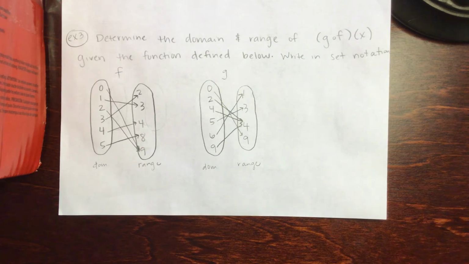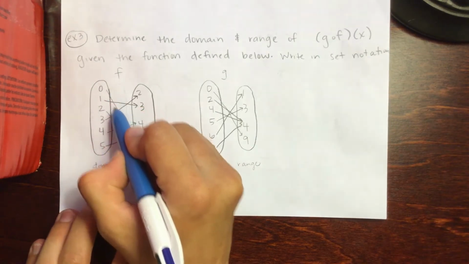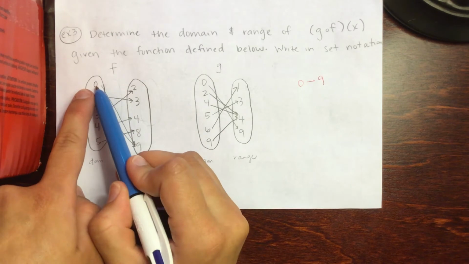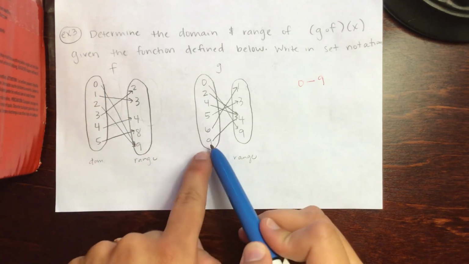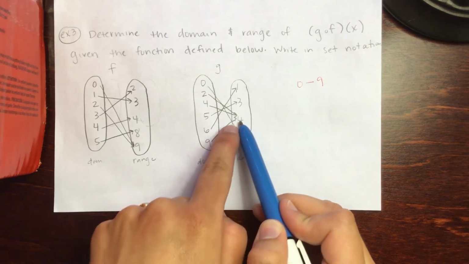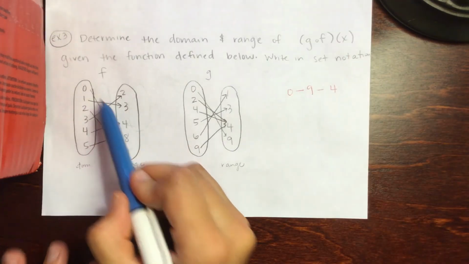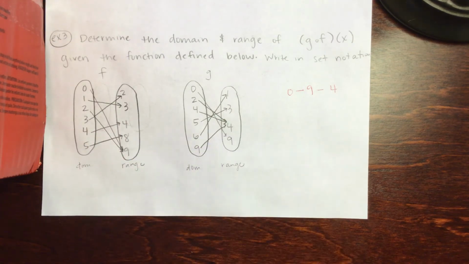Determine the domain and range for g of f of x. So f is my input function. Let's just map out what happens here. F is the input, so we want to start with f. So 0 goes down to 9. If we plugged a 0 into f, we'd get a 9. That means that 9 would then be plugged into g and give us a 4. So 0 goes to 9, and then 9 goes to 4.